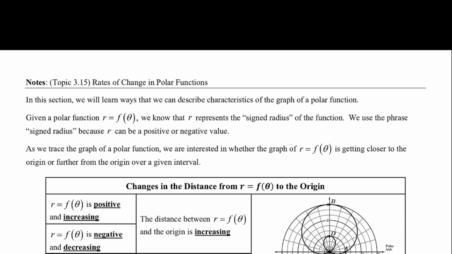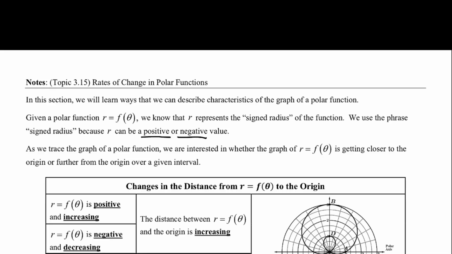In this section, we will learn ways that we can describe characteristics of the graph of polar functions that we talked about in 3.14. Given the polar function r equals f of theta, we know r is going to represent the signed radius. Again, we know it's called the signed radius because r could be positive, it could also be negative.